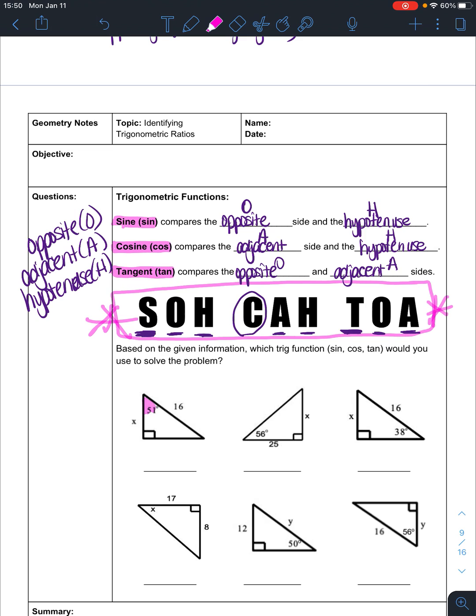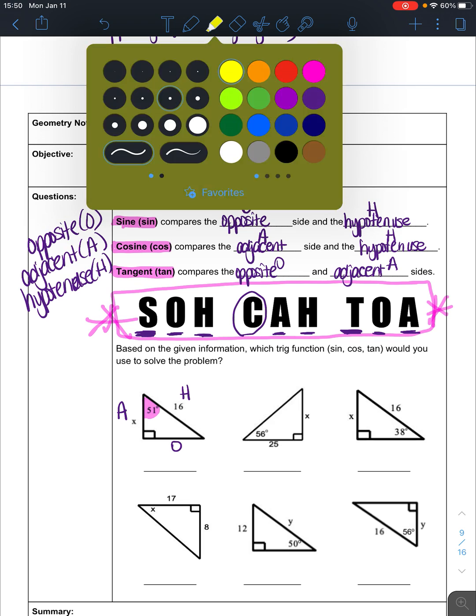We're going to look at the angle that we have, and just like we did previously, we're going to label our O, our A, and our H just like we did before. So I have that my H goes here on the side with the 16 because that's my hypotenuse. And then according to where this 51-degree angle is, this side that's labeled with X, that is the adjacent side, and this side that doesn't have anything labeled on it is opposite. So you go in and you label your opposite, your adjacent, and your hypotenuse.